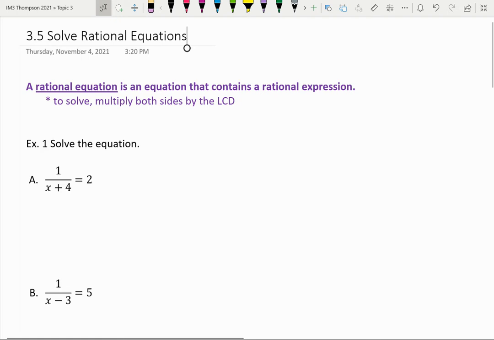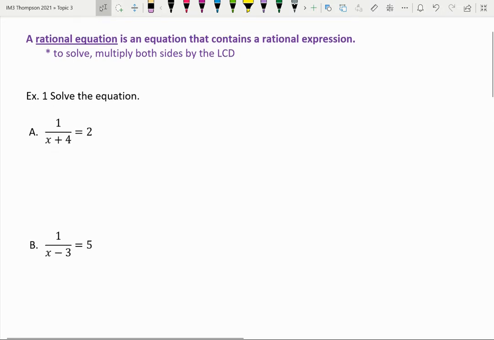So A is the problem. 1 divided by x plus 4 is equal to 2. So I'm going to go through. Now I have an equation for the first time this unit. And I'm going to identify the least common denominator. There's nothing to factor here. It's just a very straightforward, simplified example.